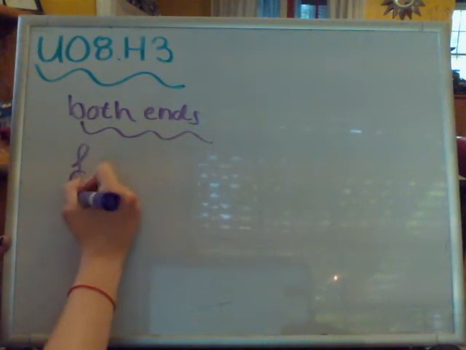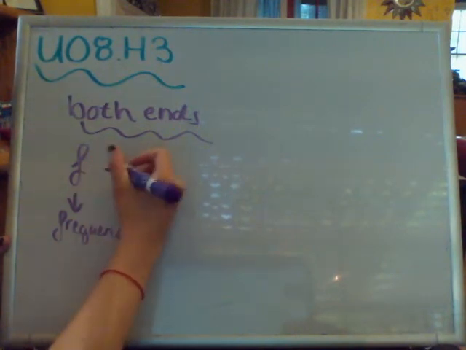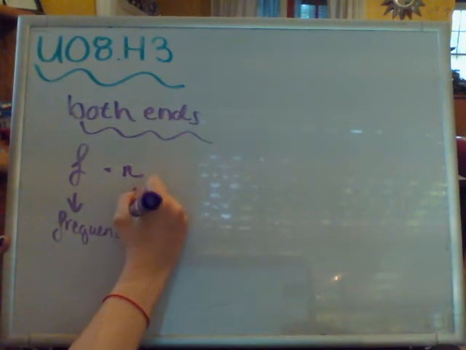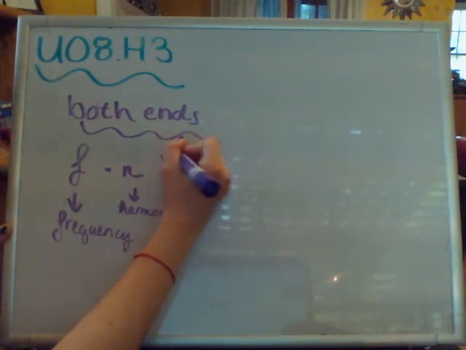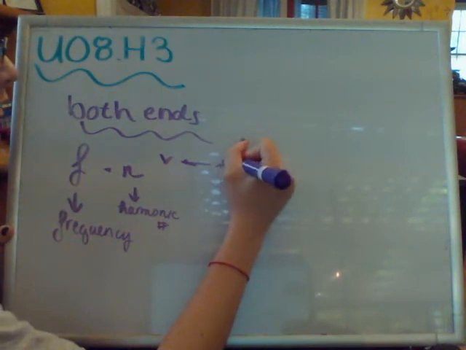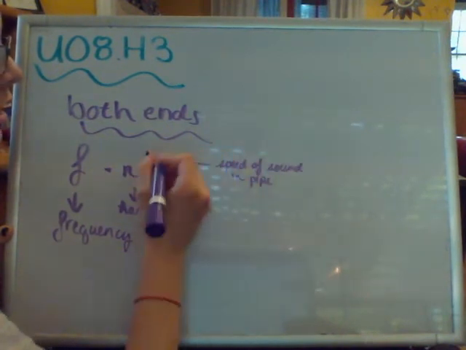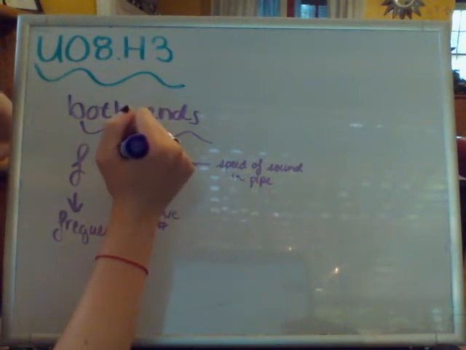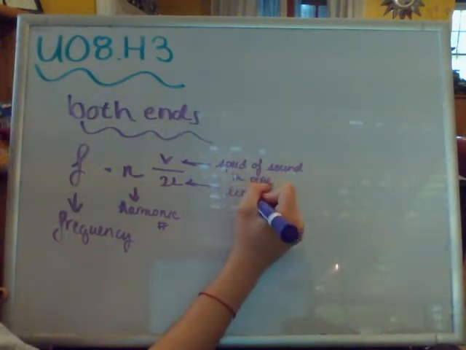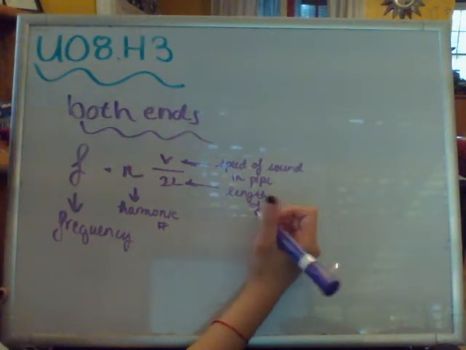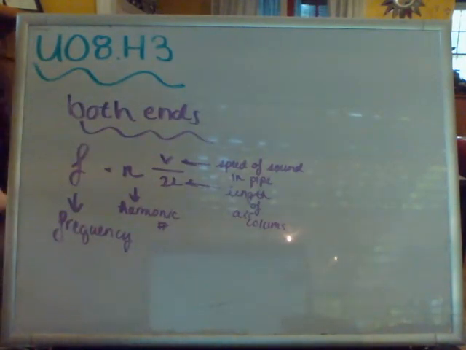And it's going to be F, which is frequency, equals the harmonic number, which is N, times the velocity, or the speed of sound in the pipe, over the length of vibrating air columns times 2. So it's going to be length of the vibrating air columns. So we'll just put air columns. So that's for open at both ends.